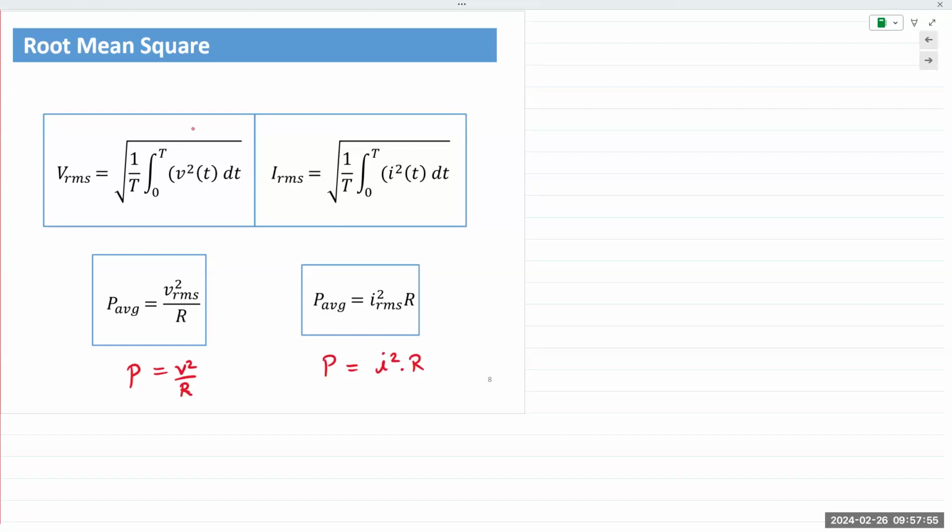So for an AC waveform, if you wish to find average power, then average power for an AC waveform is simply the square of the RMS voltage divided by the resistance, and the square of the RMS current times the resistance.